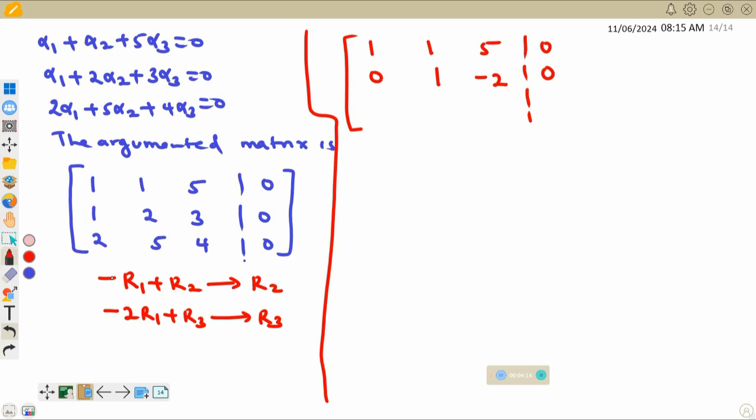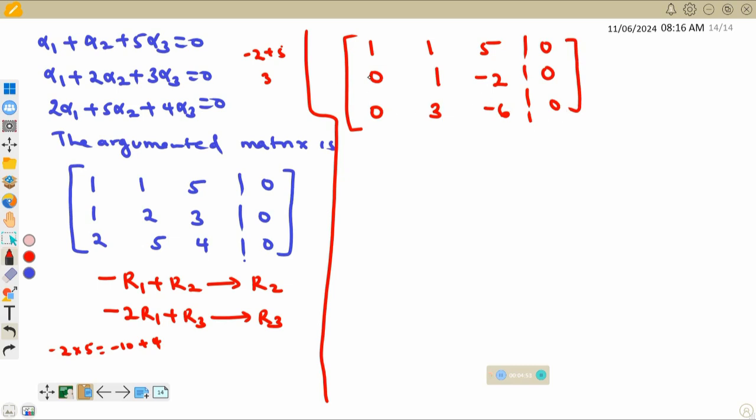So next we shall have negative 2 times 1 plus 2, it will give us 0. Negative 2 times 1 plus 5, that will give us 3. So negative 2 times 1, that is negative 2, plus this 5, it will give us 3. Then negative 2 times 5, that is negative 10, then plus 4, it will be negative 6, and this one will be 0.